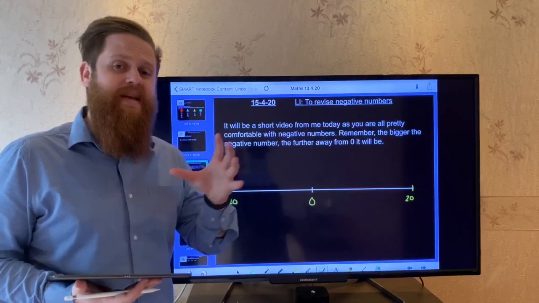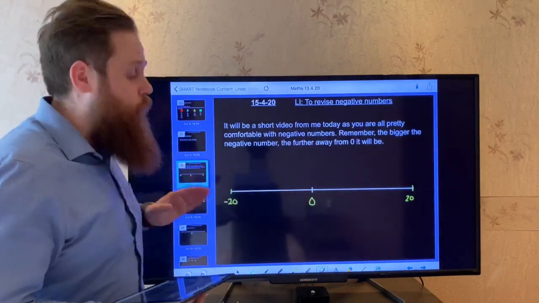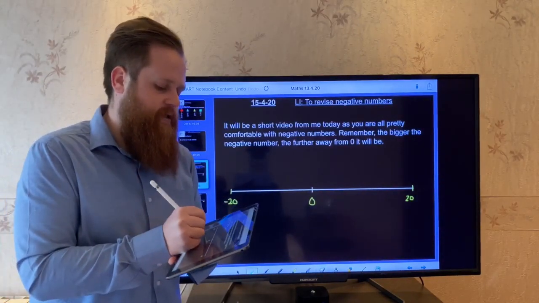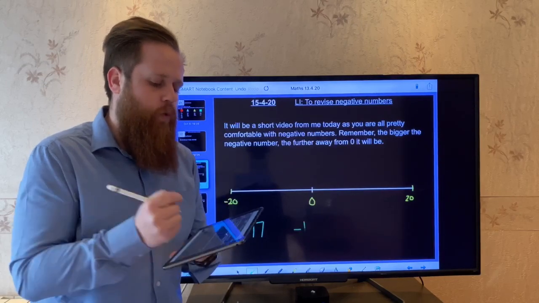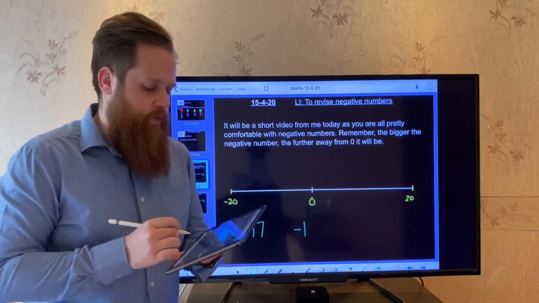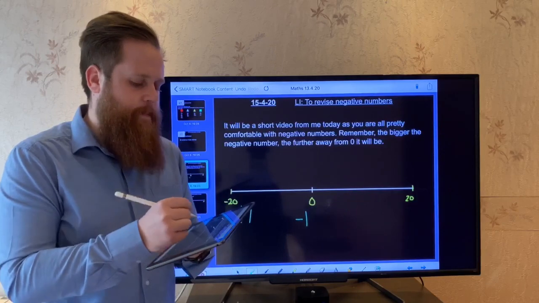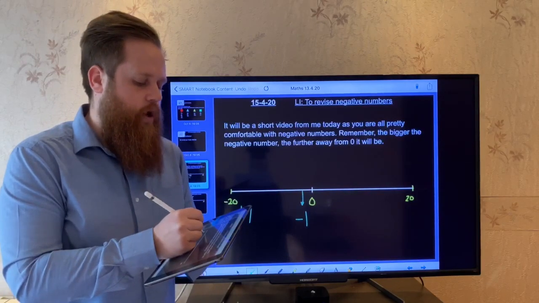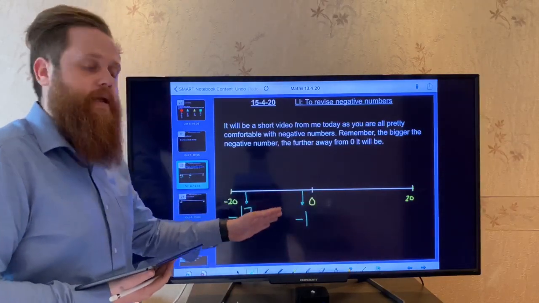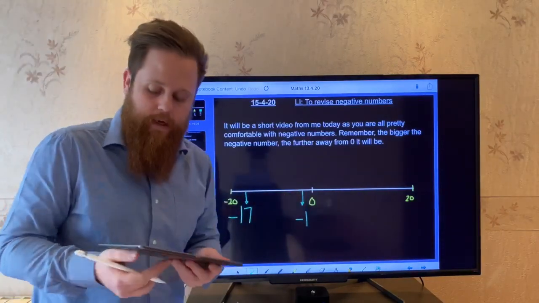And just remember, the bigger the number after the minus sign, the further away from zero it will be. So if I was to have minus 17 and minus 1, okay? Minus 17 is going to actually be further away from zero. And you could place that roughly on the number line about there, and minus 1 would roughly be about there. Again, approximately, okay? And you can see that on my number line. 0, minus 1, minus 2, minus 3. The bigger the number, the further away from zero it becomes.